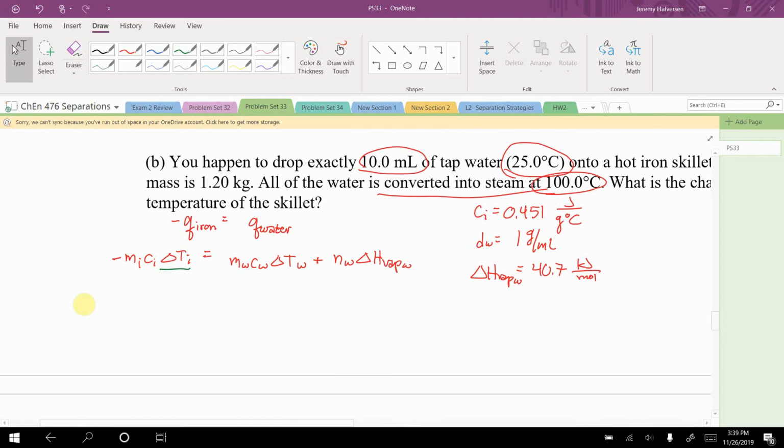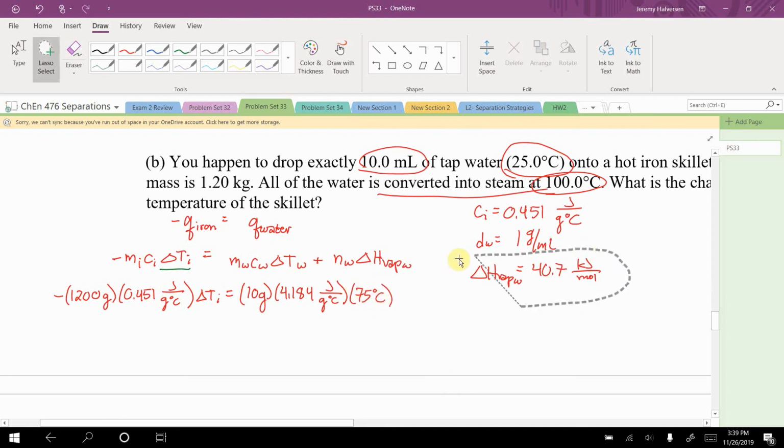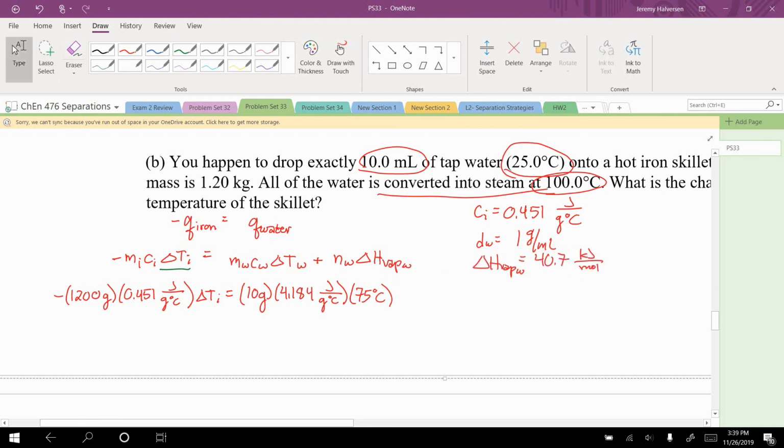So, negative mass of my iron, 1200 grams. Specific heat, 451 joules per gram degree Celsius. Change in temperature, that's what I'm looking for. I then have mass of my water, 10 grams, 4.184 joules per gram degrees Celsius. Remember, I've got joules on the left, so I need joules on the right. Change in temperature of my water is 75 degrees Celsius. Get that out of the way.